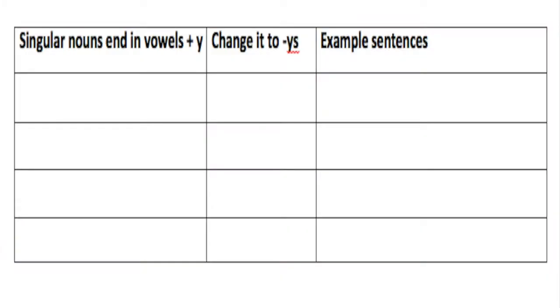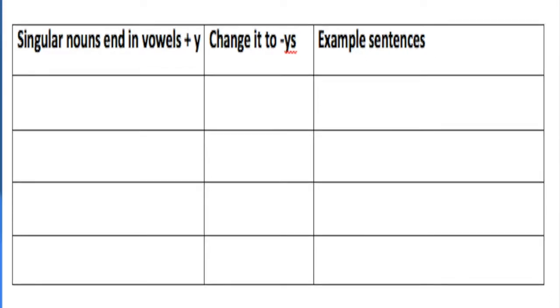Please have a look at the following example on the table. What you can see on the table is that the first column is singular nouns ending in vowel plus y, and then the next column is adding s. And then in the next column, there are possible example sentences for you to learn according to each noun in plural. Okay, let's take a look at the singular noun boy.